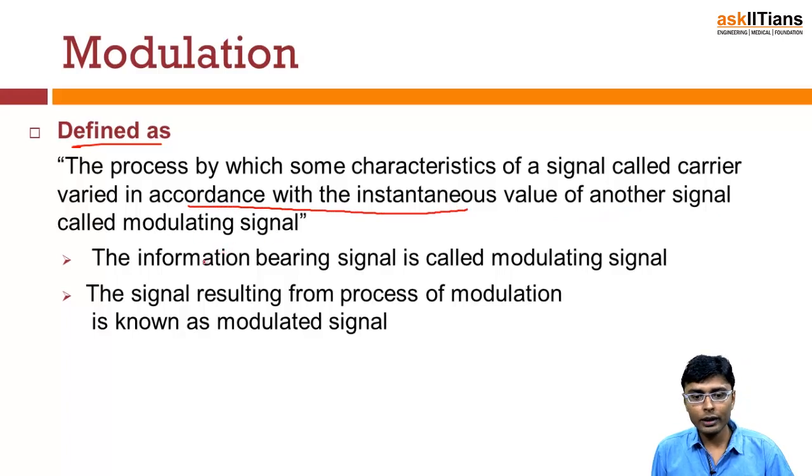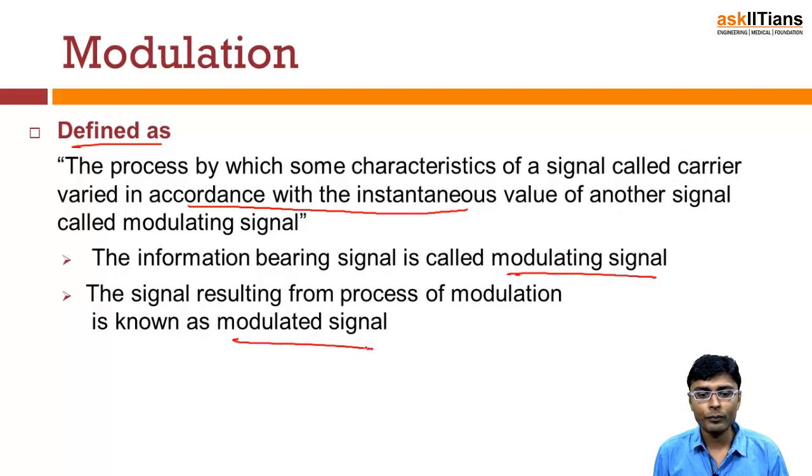This definition seems to be very difficult. Let us simplify this. First of all, focus on these two things: we have a modulating signal and we have a modulated signal. The information bearing signal, which is the signal we want to transmit, is called the modulating signal. And the signal which results after the process of modulation is called the modulated signal.